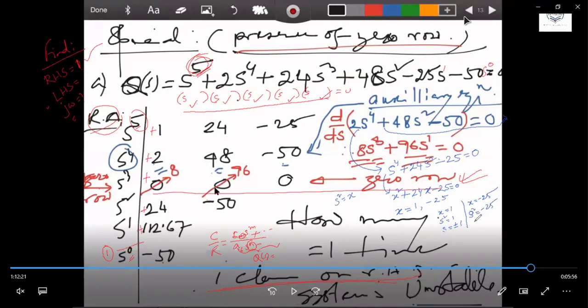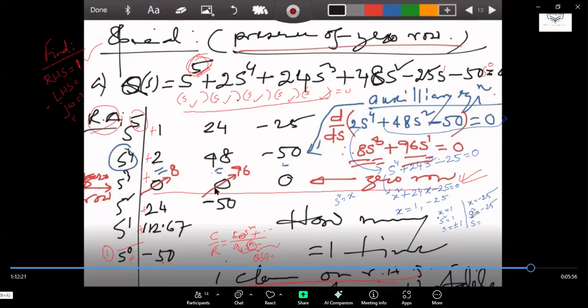Then if s square is minus 25, s equals what? Anybody?